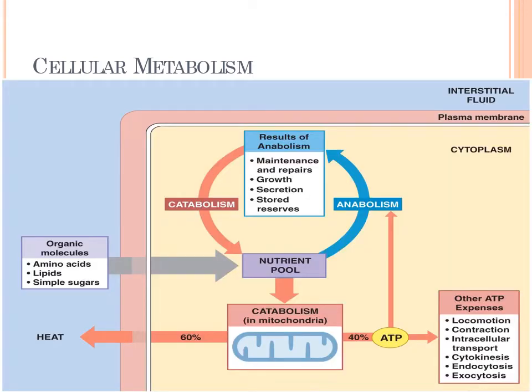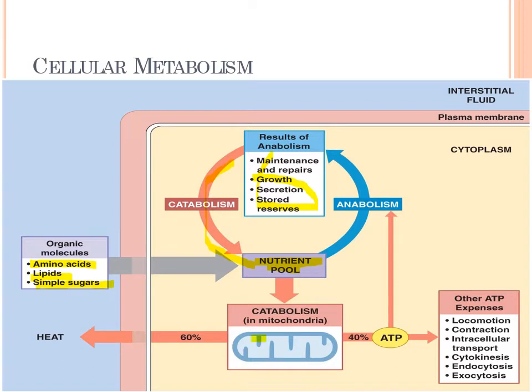Here's a little diagram to show us that. So here we have organic molecules, so amino acids, lipids, and simple sugars that are coming into the body. So these are out in the interstitial fluid. They enter the cell, and we have the nutrient pool. So that's all of our extra. So as we build things, we have anabolic reactions. We are utilizing the nutrients in the nutrient pool to maintain and repair, for growth, for secretions, and for reserves, like our fatty reserves. And then during catabolic reactions, we are breaking down all of these reserves and adding them back into the nutrient pool or utilizing them within the cell for whatever we need.